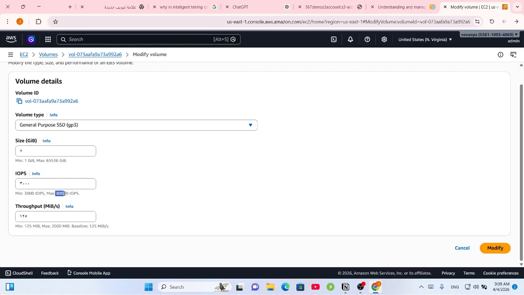Okay, the maximum is 80,000. Based on your workload, this can be increased. You can make it greater than 20,000, let's say if you have high volume. Throughput is actually how much data is transferred at one time. If you have large data, one large data, you can increase this one.